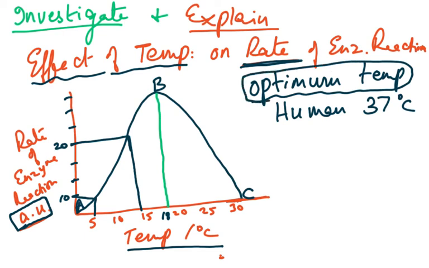And every enzyme will have its own optimum. So you can't say all enzymes have an optimum temperature of 37, because that's not correct. All enzymes will have their own optimum temperature at which they work best.